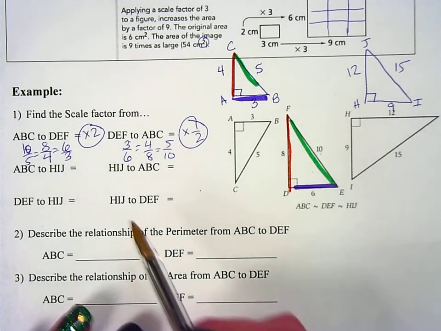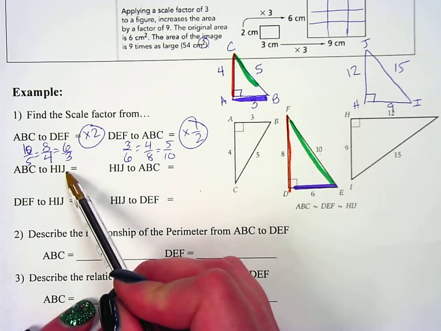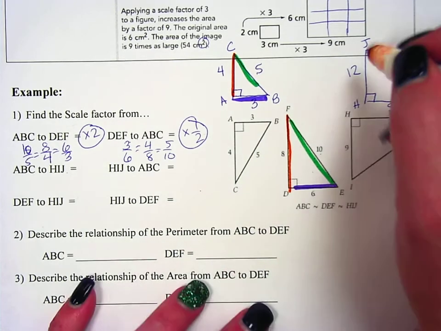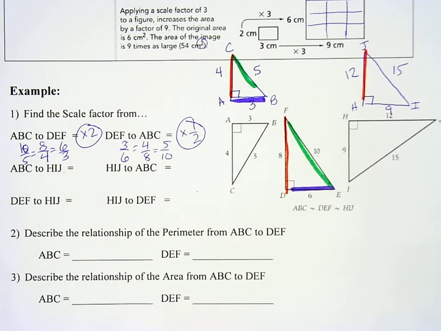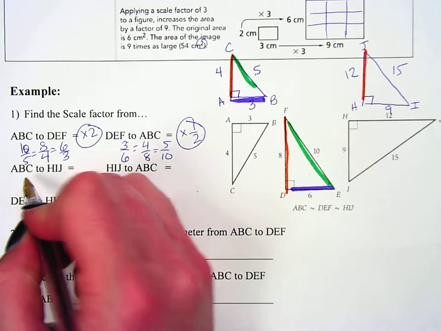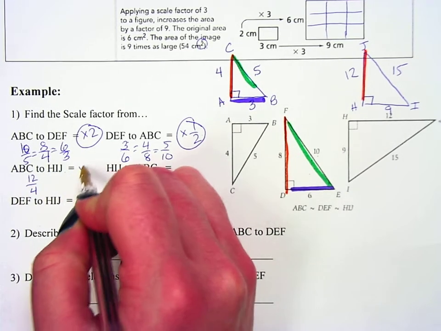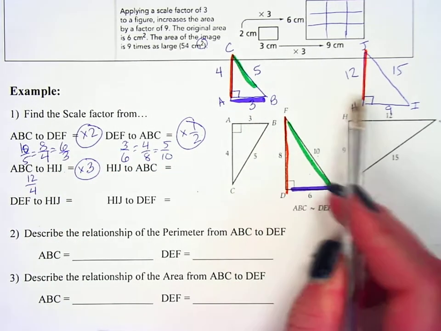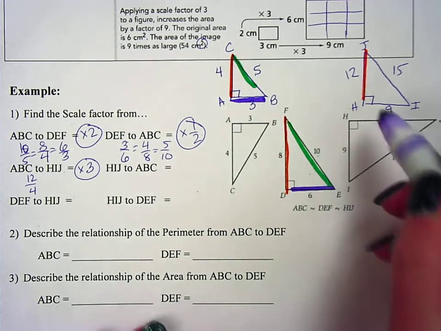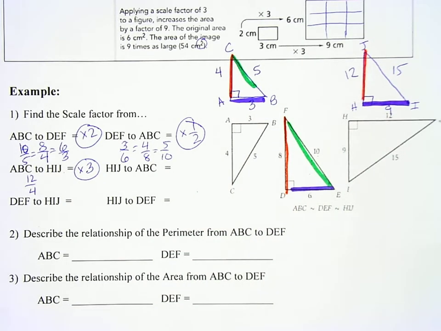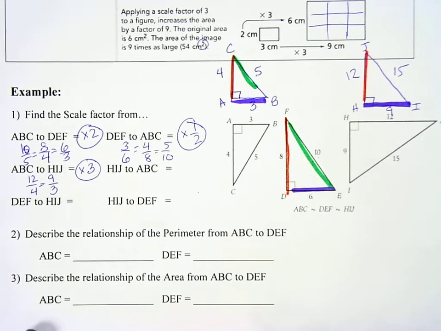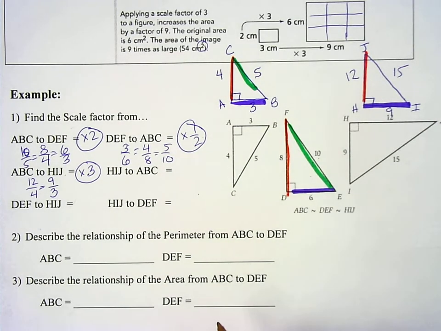Okay. Let's try that same thing now, but with ABC to HIJ. So my orange color, AC, corresponds to HJ, which is 12. My image is 12. My new was 4. So my scale factor is times 3. It's getting bigger. But let's double check, make sure those other sides work out to be the same. So side 3 corresponds to side 9. The new is 9. The original was 3. 9 divided by 3 is also a scale factor of 3.